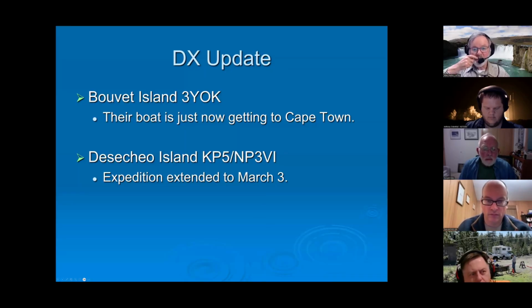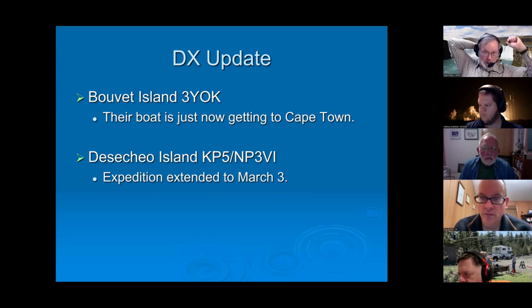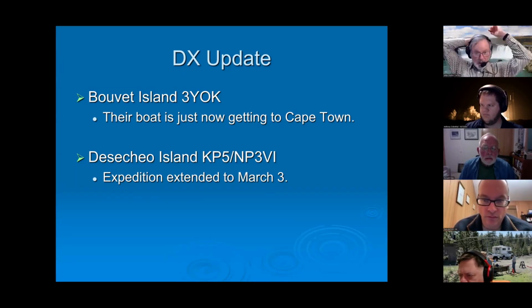Okay, next one. Little stuff on some DX updates. Bouvet Island. It's down in the Antarctic. It's number 10 on the most wanted DX list. It has had more troubles in the last, probably 6 years on activating that island. It's always something gets in the way and screws up the expedition that's going there.